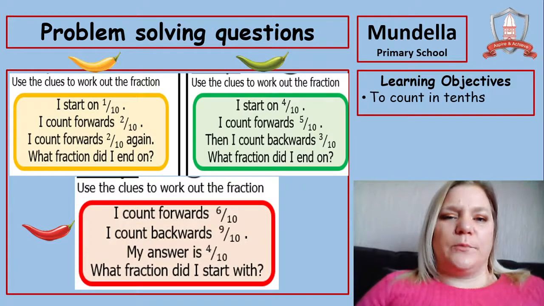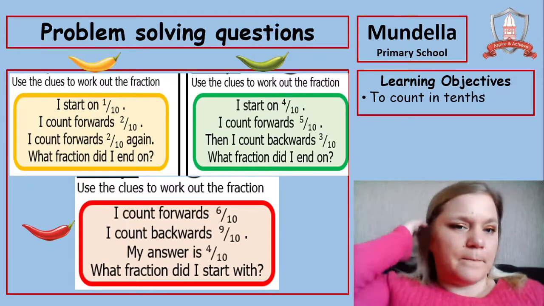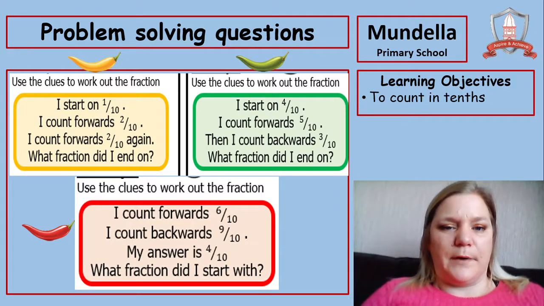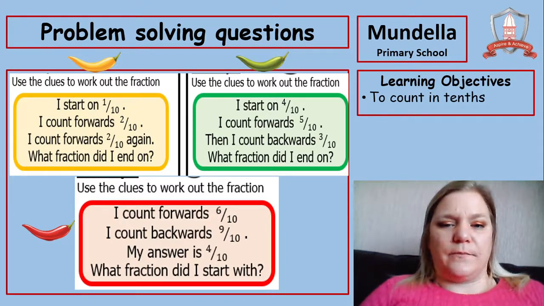And here are some problem solving, and you might want to draw yourself a number line like we've been doing, going from 0 to 1 with tenths marked out for each part of the number line, and they've got to be equally spaced. And then you read the clues to work out the fraction. So for example, for the yellow challenge, I start on 1/10, I count forwards 2/10, and then count forwards another 2/10. So try and find out what fraction you end on.